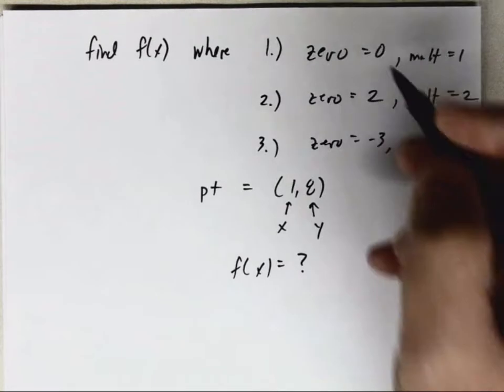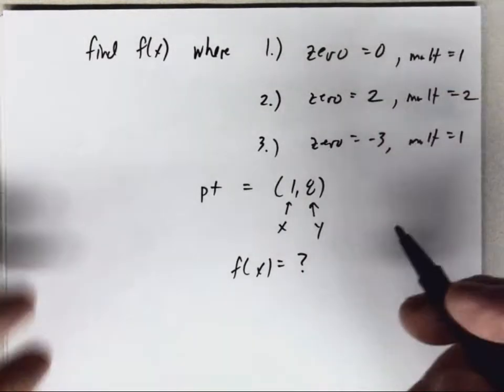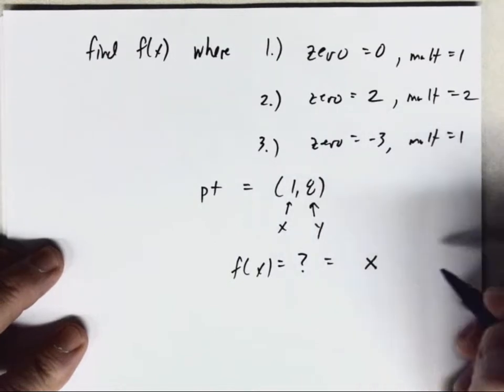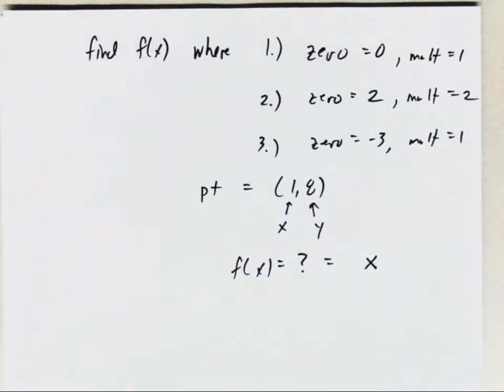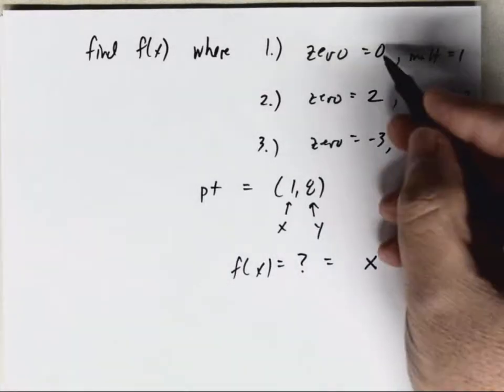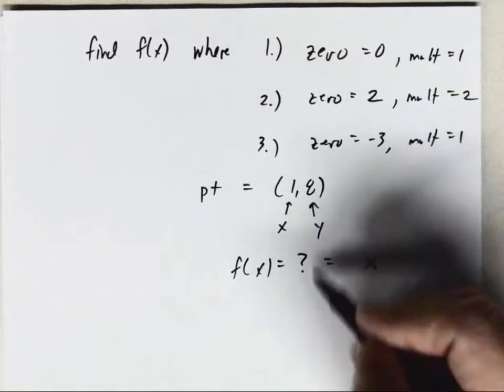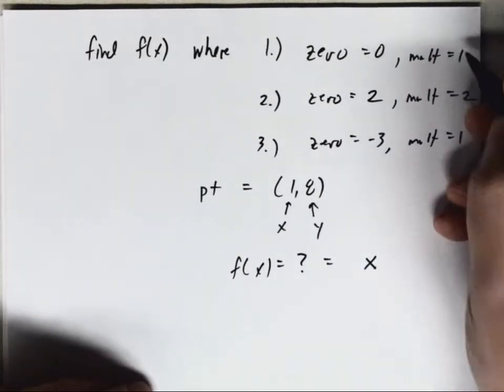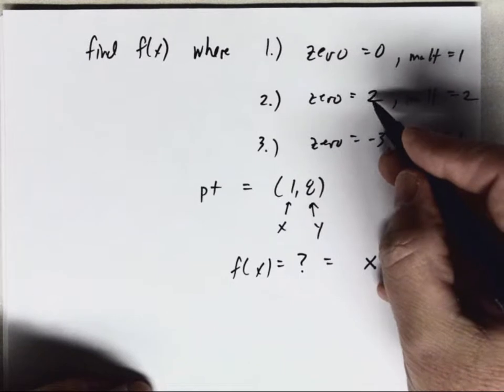All right. Well, when you have a zero of 0, I know that means I have the variable x. Once again, what does zero mean? Zero means the value that I plug in for x that will cause the whole equation to equal 0. A zero of 0 means if I plug in 0 for x, this whole thing is 0. And the multiplicity is 1, so the exponent is 1.